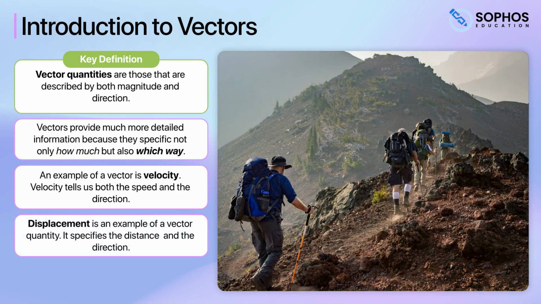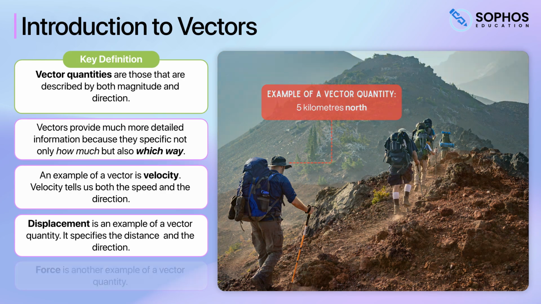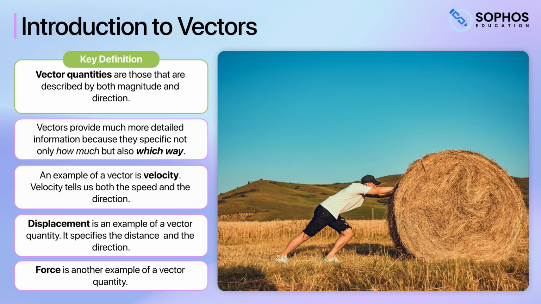Displacement is another example of a vector. If a person walks 5 kilometers north, the displacement includes both how far and the direction of the walk. A final example of a vector quantity is force. When a force of 10 newtons is applied to push an object to the right, it specifies both the magnitude of the force and the direction in which it is applied.